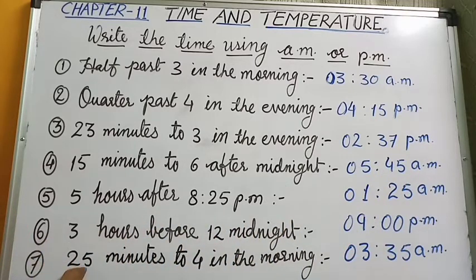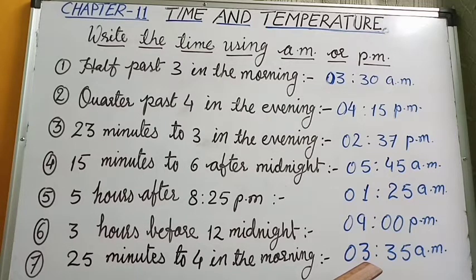Now next, 25 minutes to 4 in the morning. So this is the time of morning. So we have to write AM here. Now the 25 minutes remaining in 4 o'clock means that it is not exactly 4 o'clock. Some minutes are left. So we can write 3 at hours place, because before 4, 3 comes.